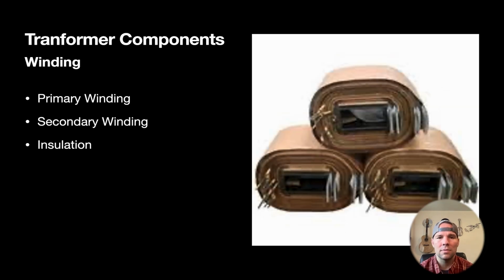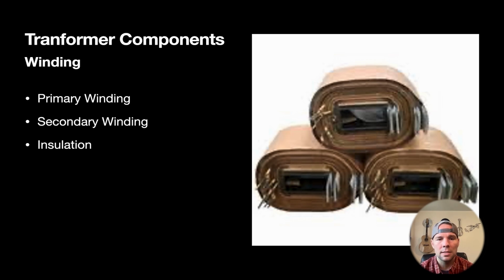So the windings obviously are such a part of a transformer. They are the wire that is wound around the core. There's usually a primary winding and a secondary winding. Typically, the primary winding is the higher voltage. Secondary winding is typically the lower voltage. That's not always the case. It could be the opposite.